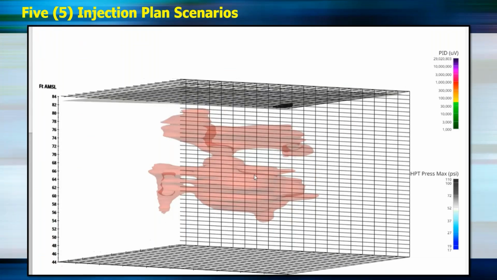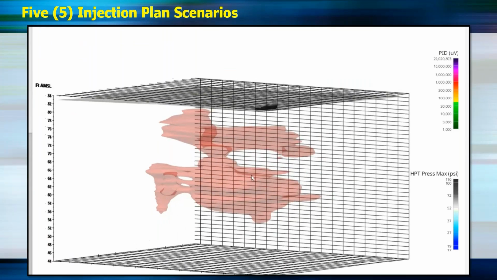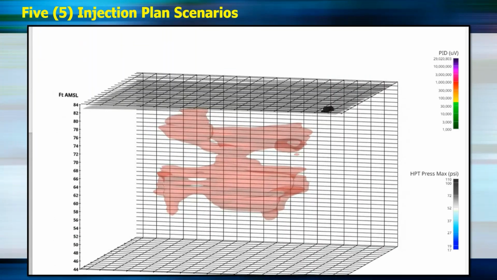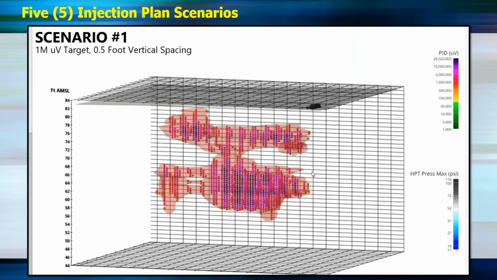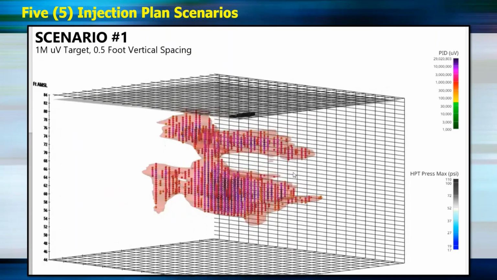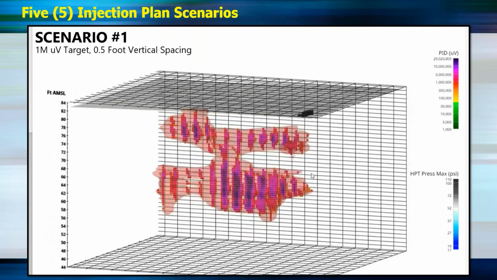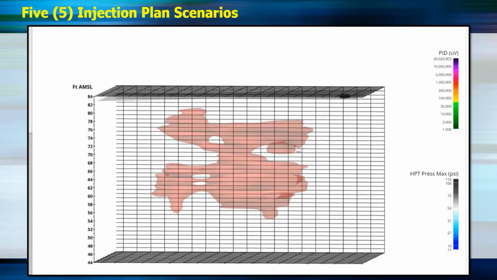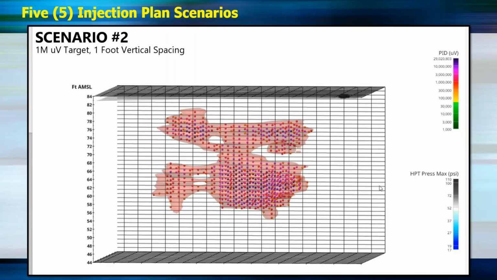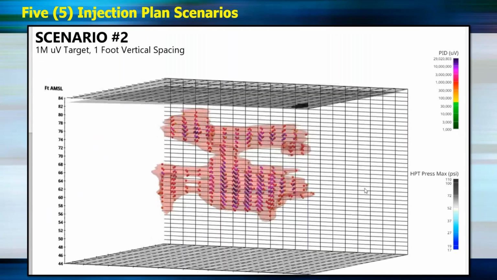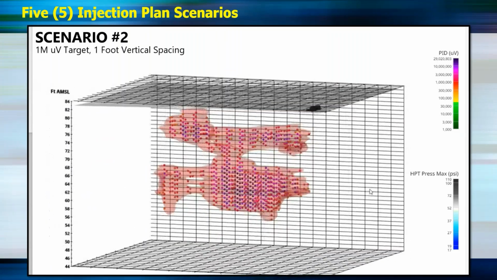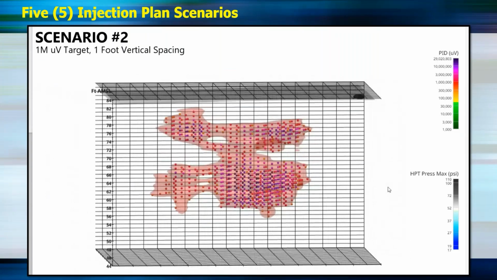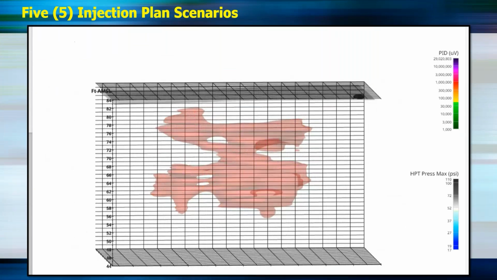So this is our 1 million plume, and we'll show 5 different scenarios. And this first scenario is what we showed previously, a 1 million target with 1/2 foot vertical spacing across the whole plume. But maybe that's too many injection points and the project budget can't handle it. Here's at 1 foot vertical spacing. So it's the same number of borings, but we're going to do 1 foot vertical spacing now.